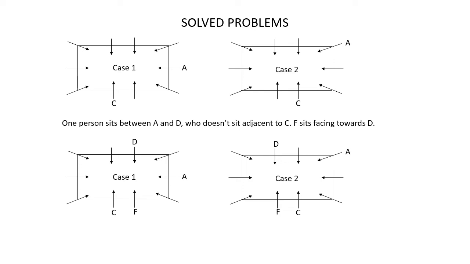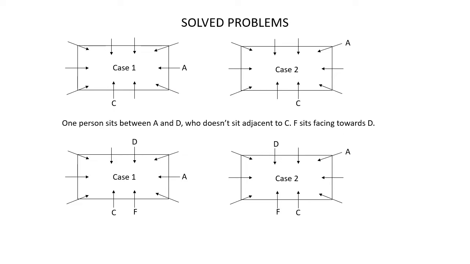It's given one person sits between A and D who doesn't sit adjacent to C. Who here refers to D. F sits facing towards D. Now first let's consider case 1. So one person sits between A and D. So either this has to be D's position or this has to be D's position, so that one person sits between A and D.